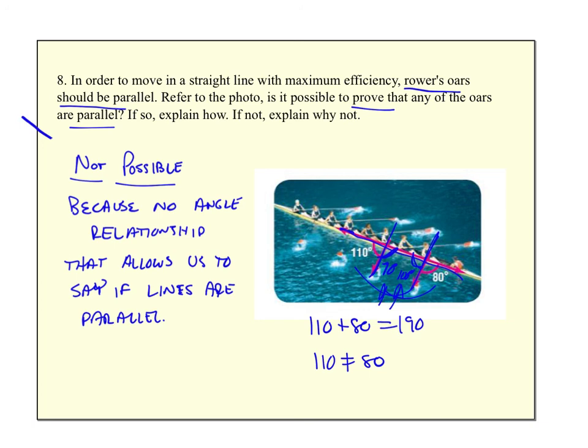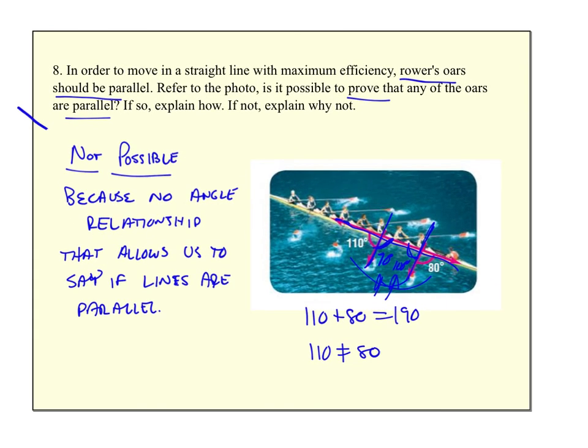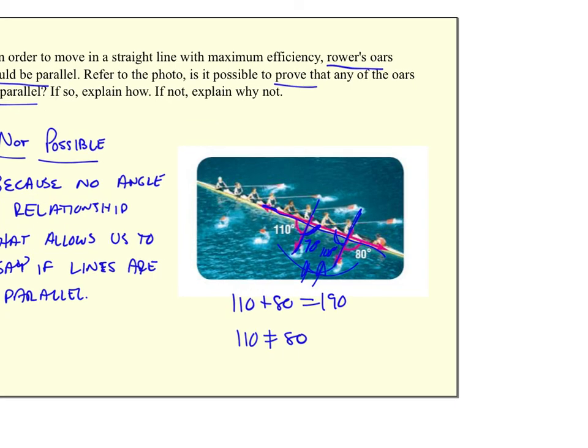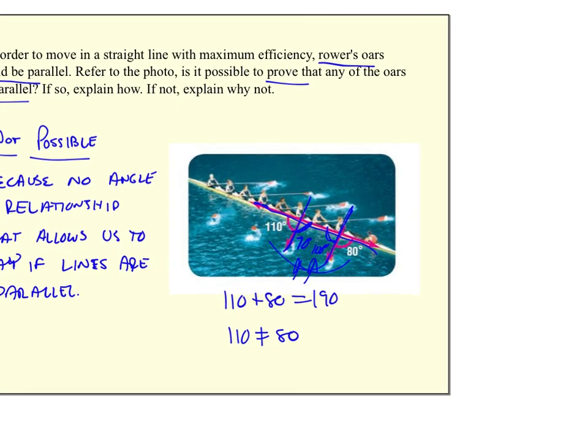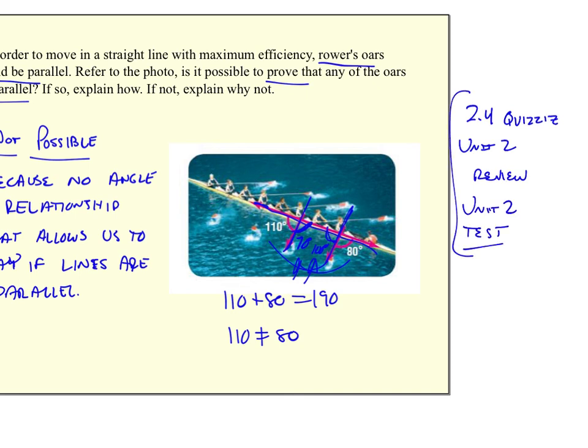Okay, so those are the four things that you're going to want to look for. Okay, so the corresponding, alternate interior, alternate exterior, the consecutive, and then the little perpendicular piece that went with it. So now, what do you have left? So obviously you do 2.4 in quizzes. And then you're working on your Unit 2 review. And then you're going to work on your Unit 2 test. Okay, so that's what's next. All right, thank you very much.